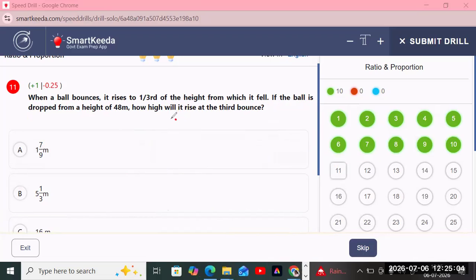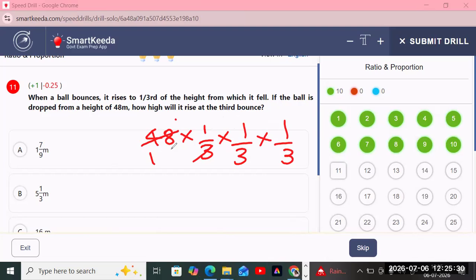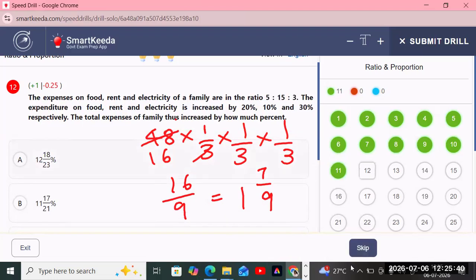When a ball bounces, it rises to 1/3 of the height from which it fell. If the ball is dropped from a height of 48, how high will it rise at the third bounce? So 1/3 into 1/3 into 1/3. So 3, 1, a 6. मतलब 16/9 is equal to 1, 7/9. So A option is correct.